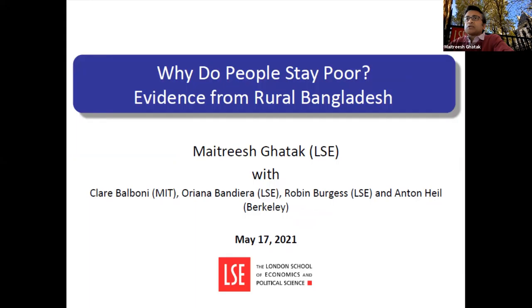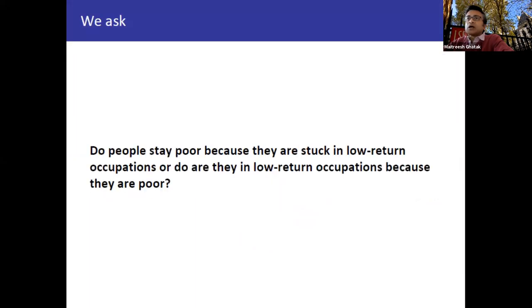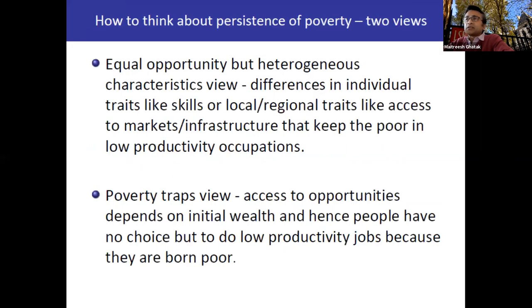What this study does is essentially ask the question: do the poor stay poor because they are stuck in low return occupations, or are they in low return occupations because they start poor? So this is a very basic view of poverty, or in particular persistence of poverty, which is, it could be that people just are different.